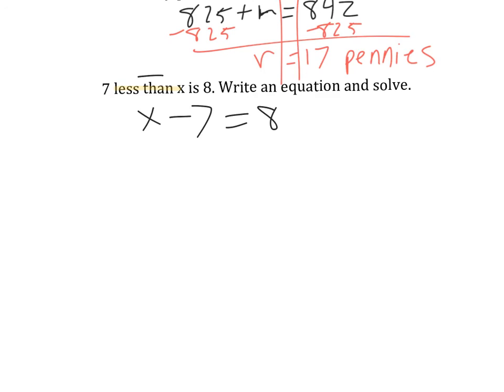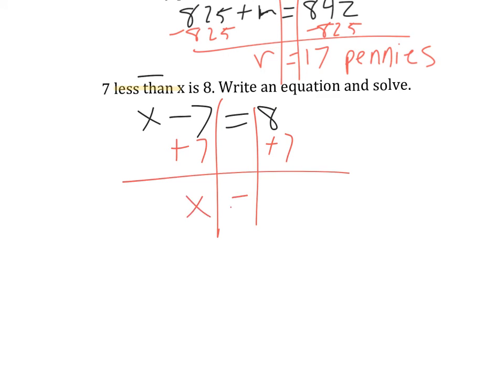So now we want to figure out what is x. What did we start with? Okay, so we'll draw our railroad tracks. We'll add 7 to both sides because we're subtracting there. And we end up with x is equal to 15.